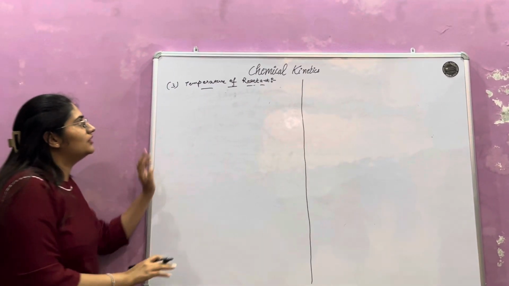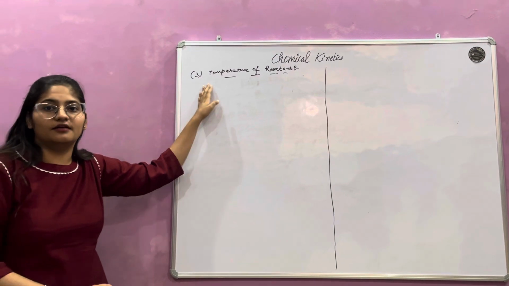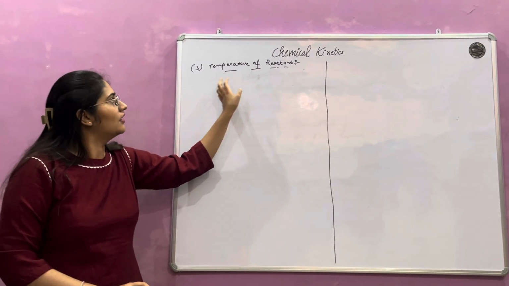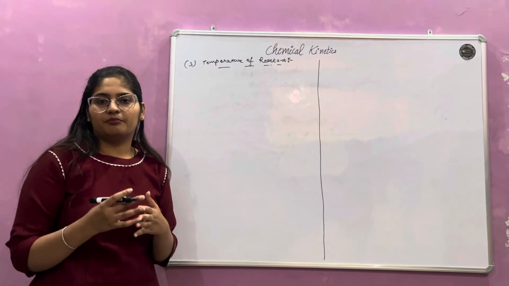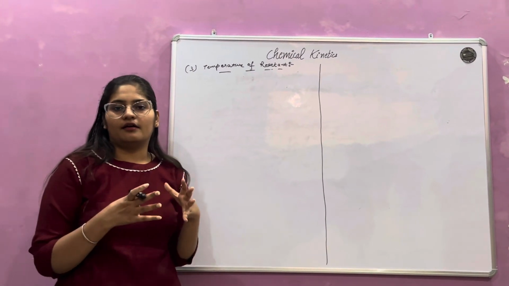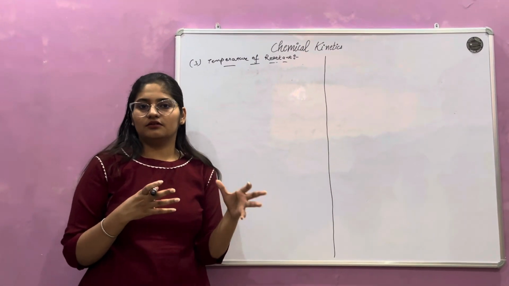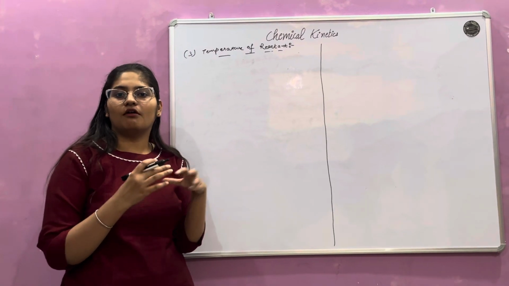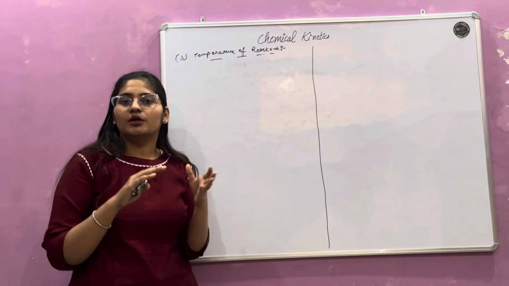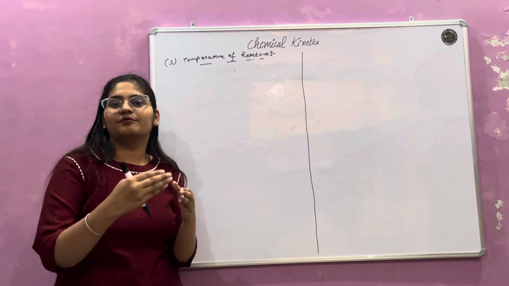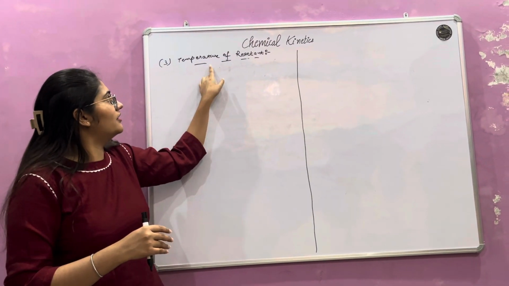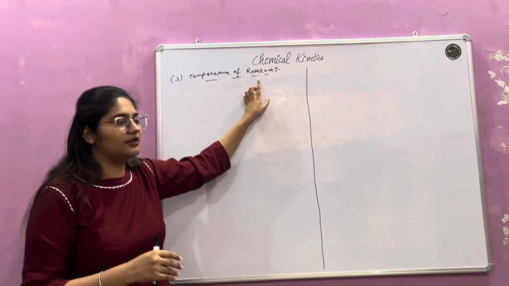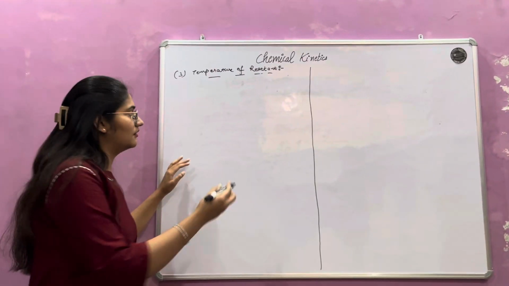I am saying with the increase in temperature of reactant, rate of reaction increases. Then what does it mean? If I am increasing the temperature of reactant, then according to collision theory, the kinetic energy of reactant molecules increases, due to which number of collisions per second increases. That's why I am saying with the increasing temperature of reactant molecules, rate of reaction increases.